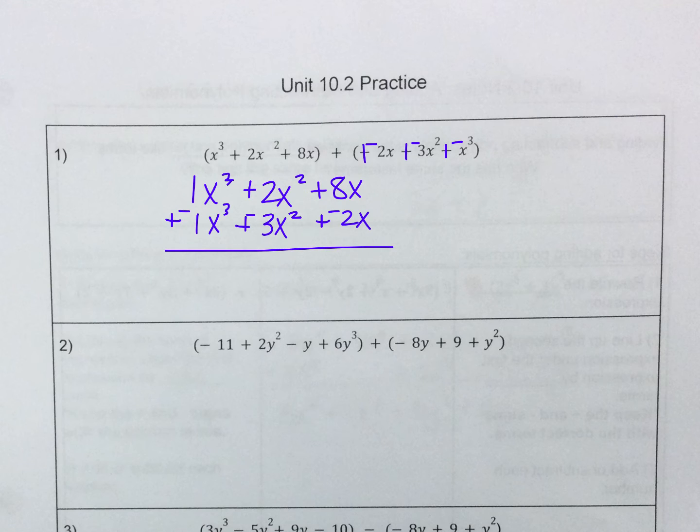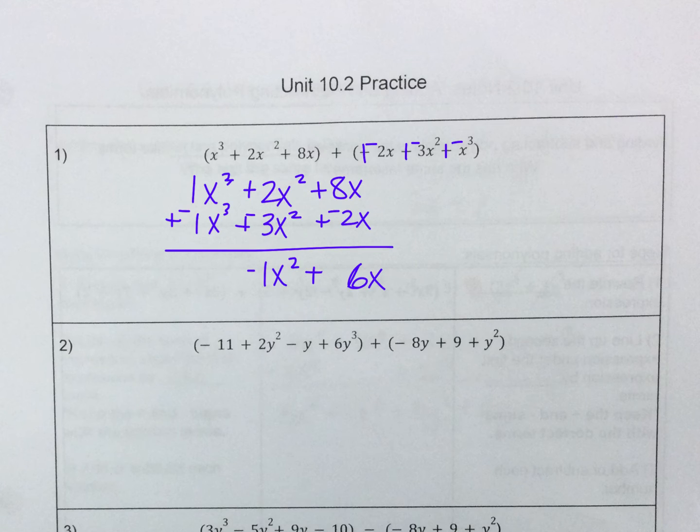So 1 plus negative 1 is 0. But we don't ever write 0 in front of a number, even if it's 0 and we're subtracting. So we'll just leave that alone. 2 plus negative 3 is negative 1x squared. 8 plus negative 2 is plus 6x. So there's the answer for that one.